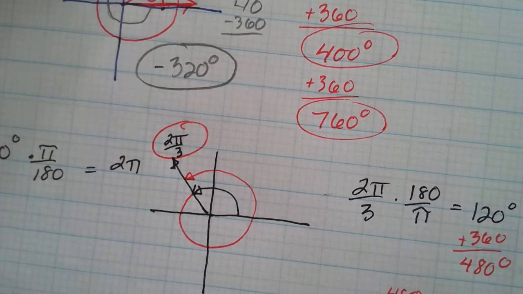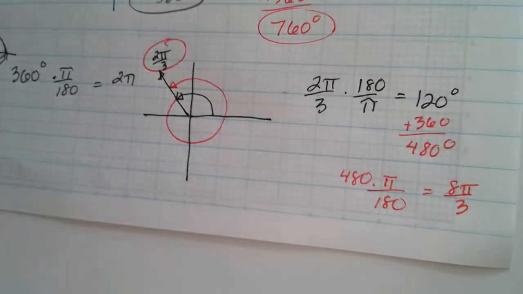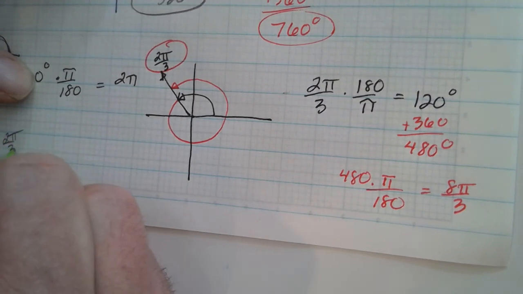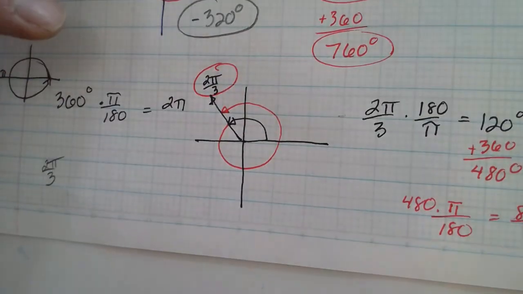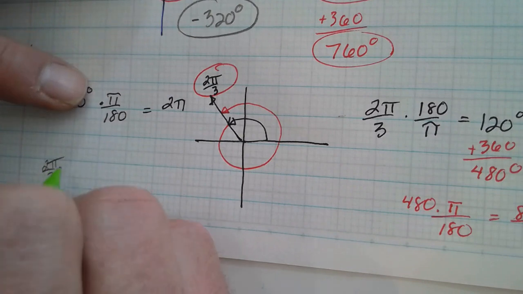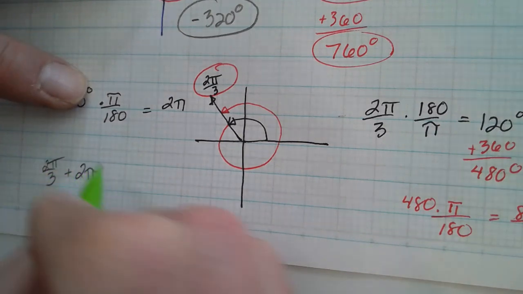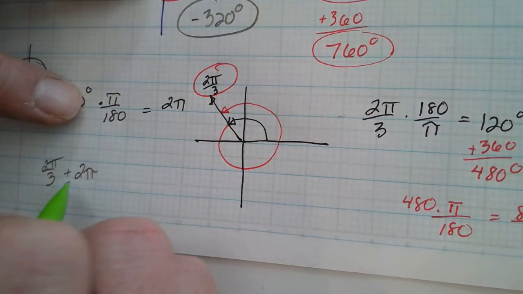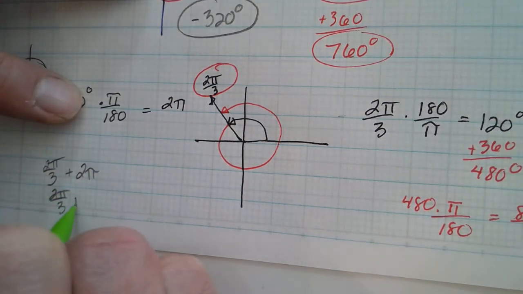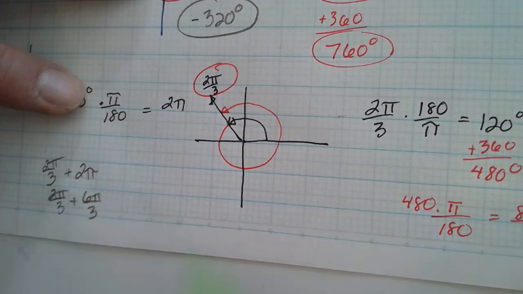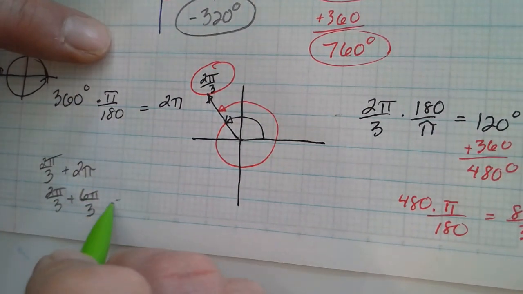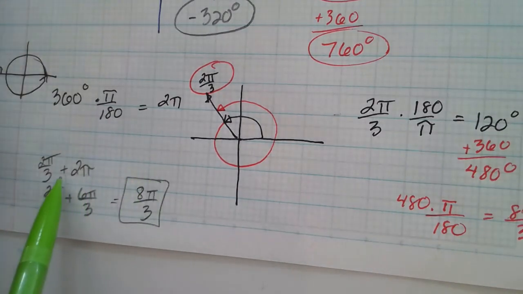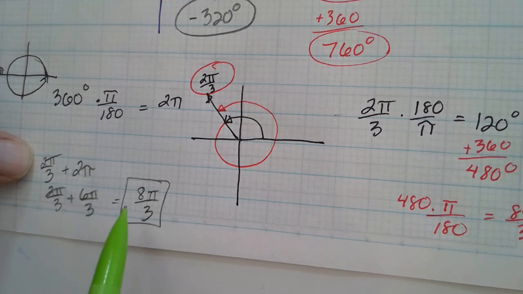I think an easier way of doing it would be to just go back and look. If I'm given 2 pi over 3, one revolution is 360, or 2 pi. So I could literally just add 2 pi to it and we get our answer. 2 pi over 3 plus 2 pi is the same as 2 pi over 3 plus 6 pi over 3. Now they have common denominators, so I can add them and I get 8 pi over 3. So 8 pi over 3, just by adding 2 pi to it, gives us a coterminal angle.